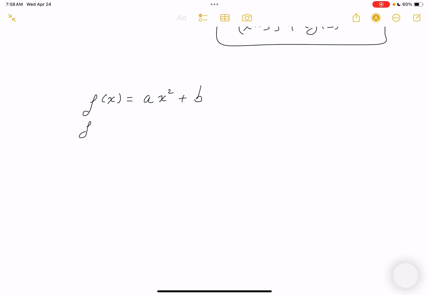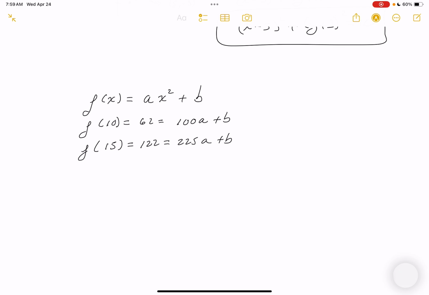The next thing they say, f of 10, again, I'm still reading the question. f of 10 is 62. What does that mean? Well, if x is 10, I get 100a plus b. Then they want to say f of 15. Well, that's going to be equal to 122. Well, 15 squared is 225a plus b.